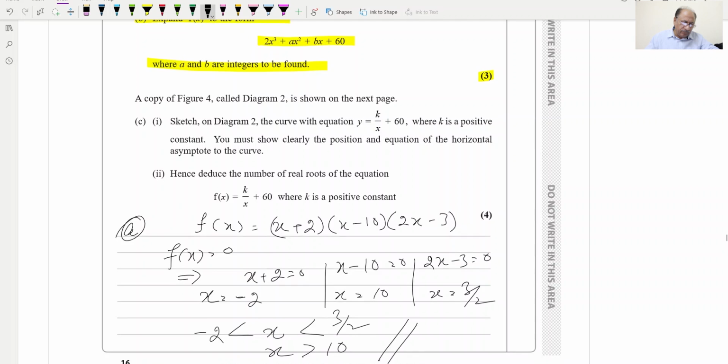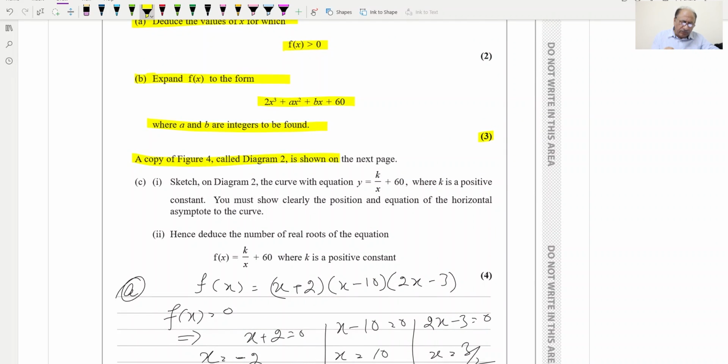Now we can go to the part c. Part c says a copy of the figure 4 called diagram 2 is shown on the next page. Part c 1: sketch on diagram 2 the curve with equation y is equal to k over x plus 60, where k is a positive constant. You must show clearly the position and equation of the horizontal asymptote to the curve, and then we will be doing the second part. First we can understand this is basically a reciprocal graph, k over x. So 1 over x standard graph and plus 60. So y is equal to 60. This curve can never attain the value y is equal to 60, because k is a positive value and k over x will also be a positive value.